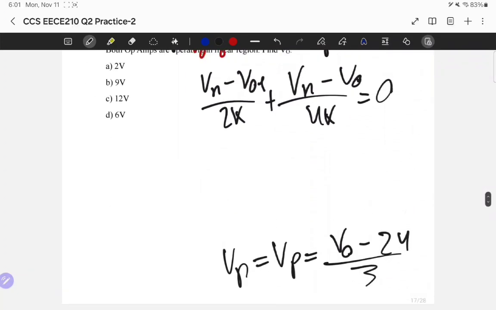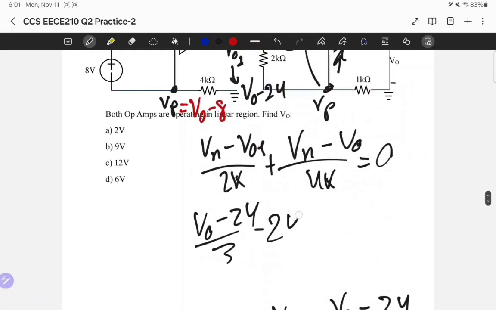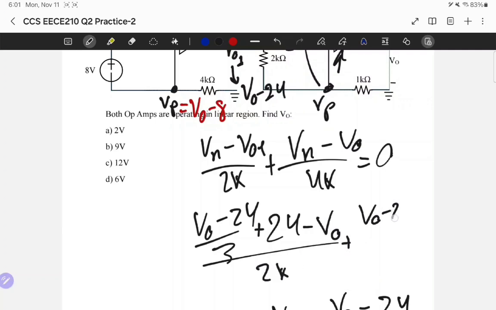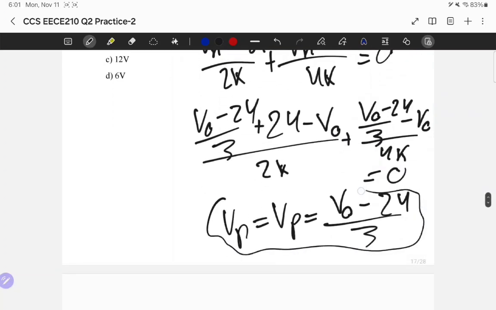Now, the expression of Vn is VO minus 24 over 3, VO1 is VO minus 24, flip its sign, plus 24 and minus VO, all of this divided by 2k, and then VO minus 24 over 3 minus VO, all of it over 4k, all of this is equal to 0, right?